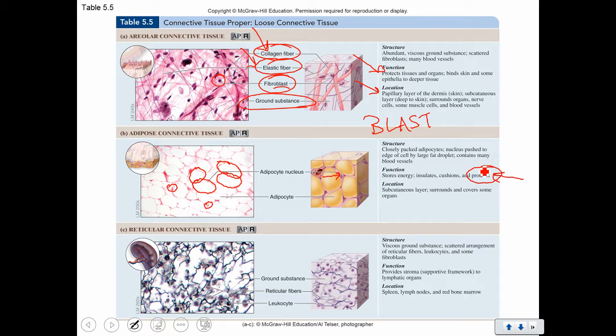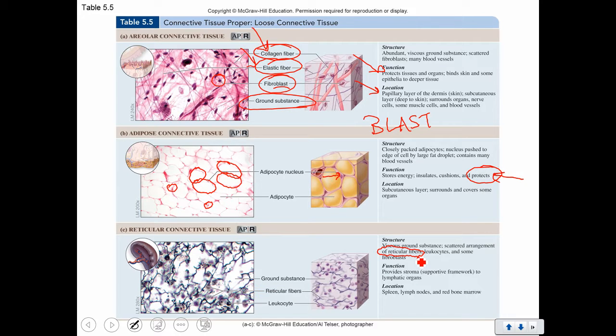Down below we have the reticular connective tissue. Guess what kind of fibers are in reticular connective tissue? Reticular fibers. How'd you ever come up with that? That was a stretch, right? That's hard. So yes, it's made up of mostly reticular fibers.